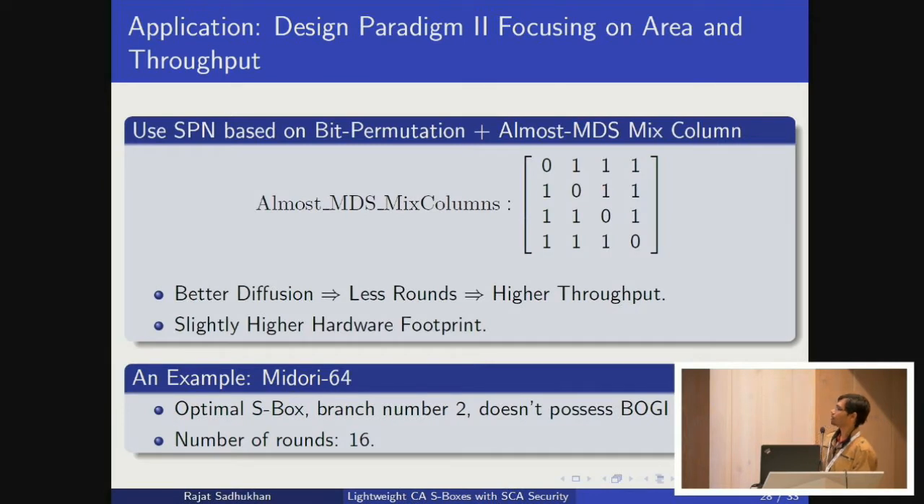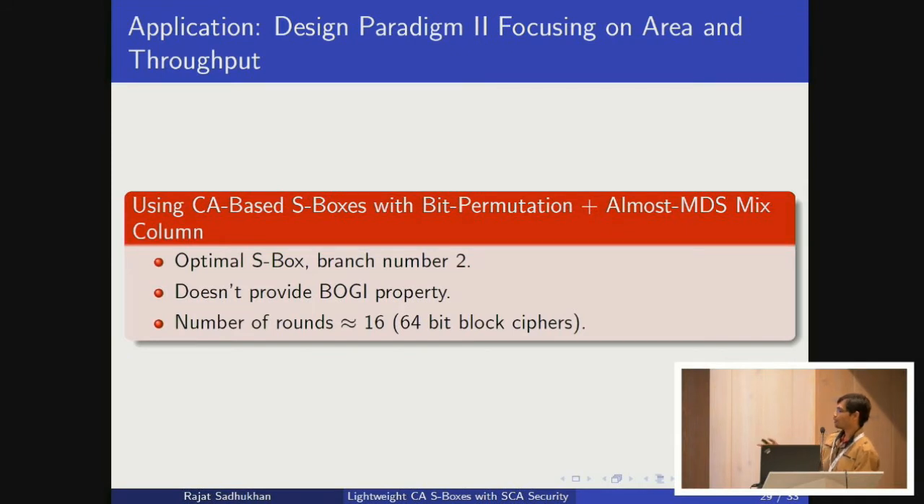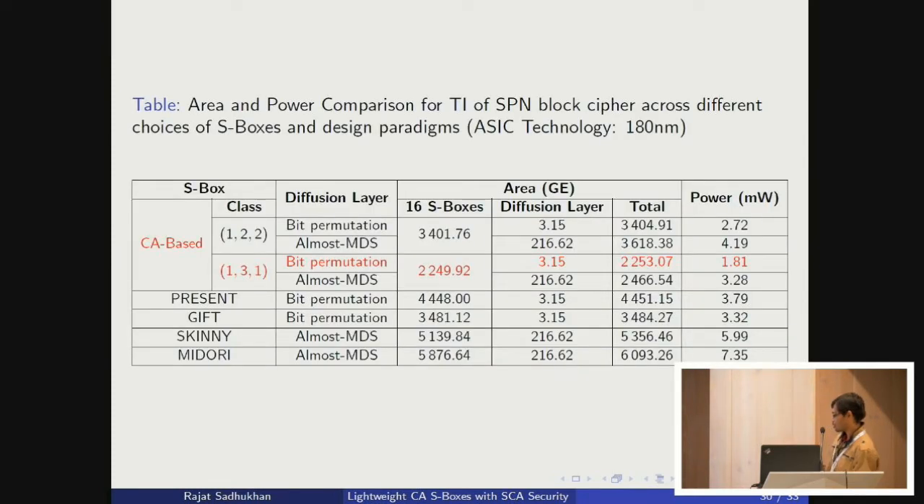Next is design paradigm 2, where we are using almost MDS. Almost MDS has better diffusion, so we get a higher throughput. Since the number of rounds is less, we could reduce the number of rounds from 40 to 16. But the problem with this design paradigm is the area would be a bit more because of the almost MDS layer.